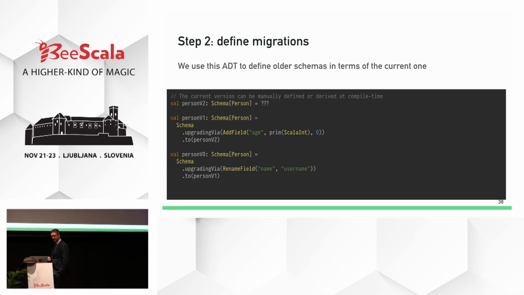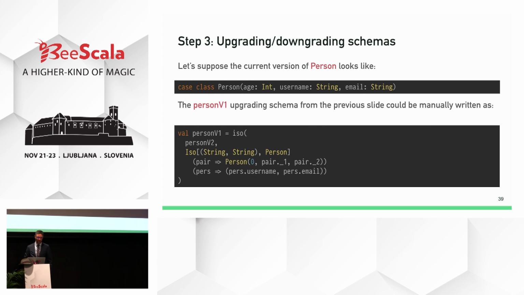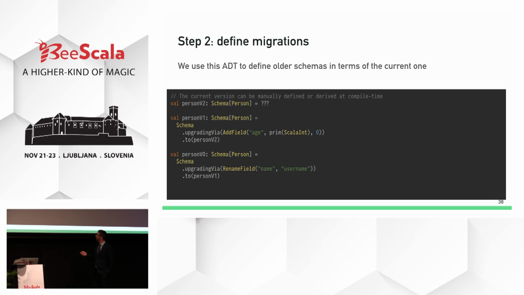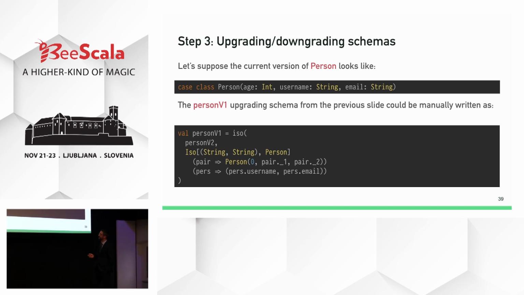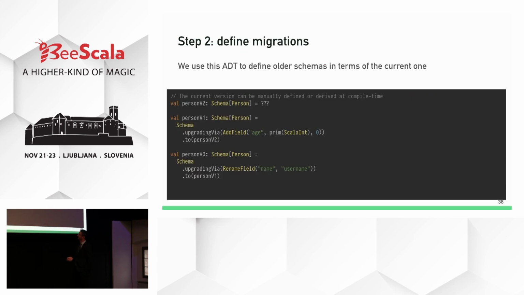So that's cool. But this must be a schema, right? This API must produce a schema of the current version of the person ADT. So let's imagine we do that by hand. Imagine in that case, I have my person case class, and in version 2, it has 3 fields: age, username, and email. But as we see here, I added the field age in version 2.